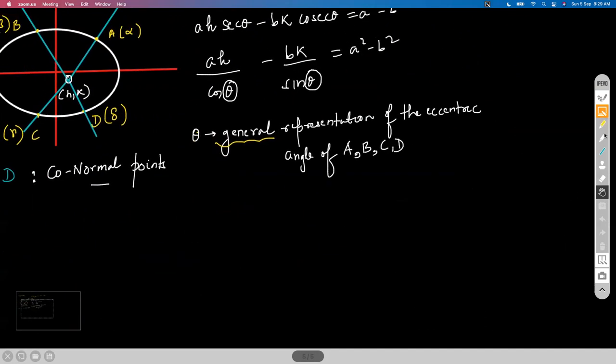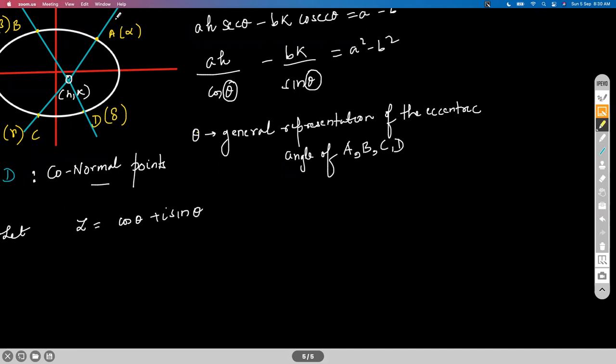Now, what I'm going to do is use a bit of a complex number idea over here. How? See, let us say this theta I associate with a complex number. So let Z be e to the power i theta. Can I associate the eccentric angles with a complex number? I can definitely do that.